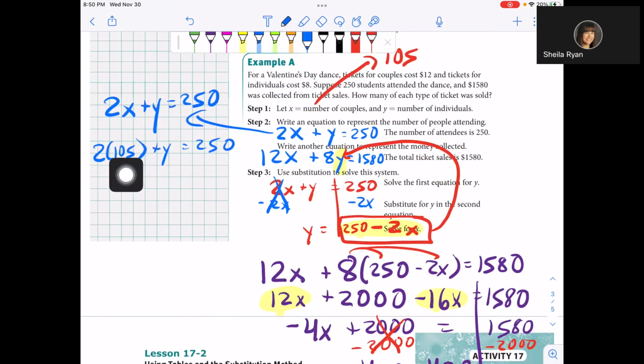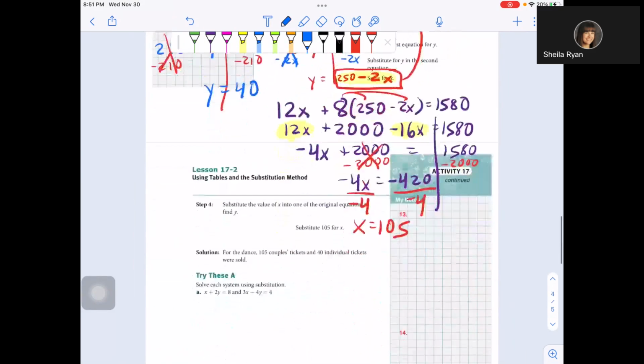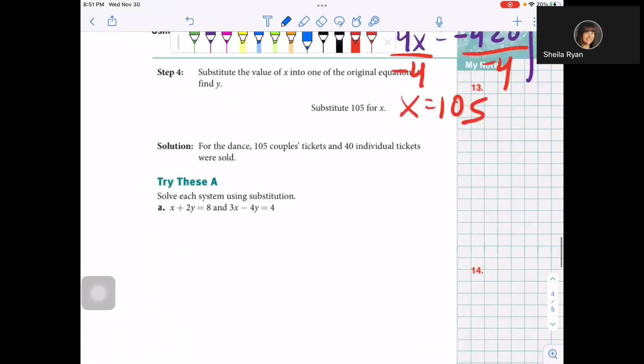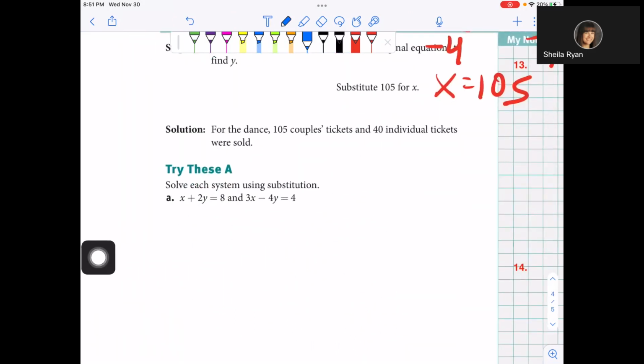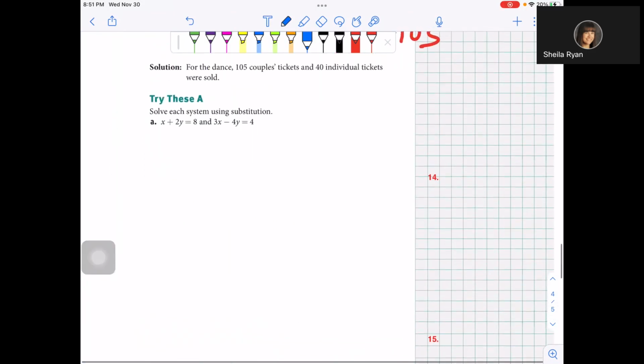Okay, so here's our top equation. You know that X is 105. 2 times 105 would be 210. And then your very last step to get Y alone would be minus 210, minus 210. And we have Y equals 250 minus 210 is 40. So the Y, the number of individuals, would be 40. Okay, and they state that at the bottom. So we will do a couple more of these, see what we have time for here.